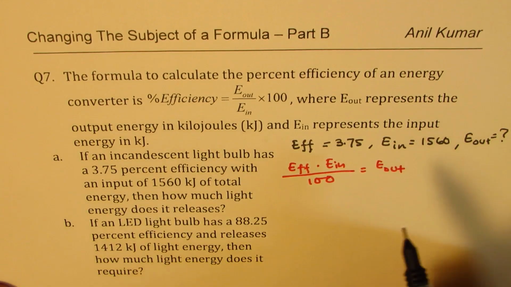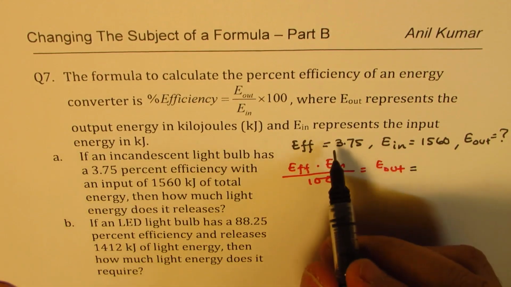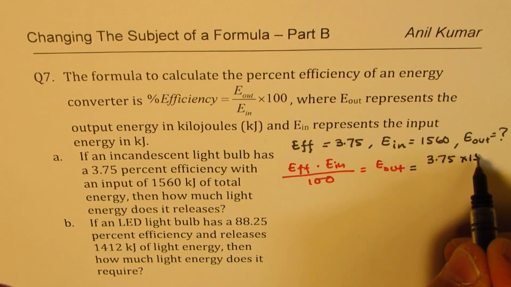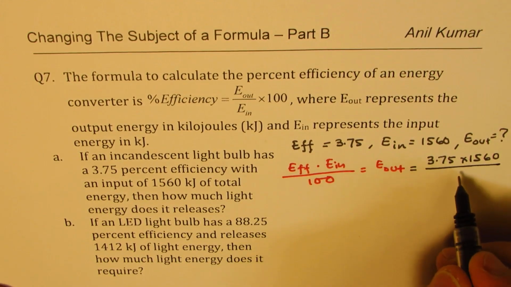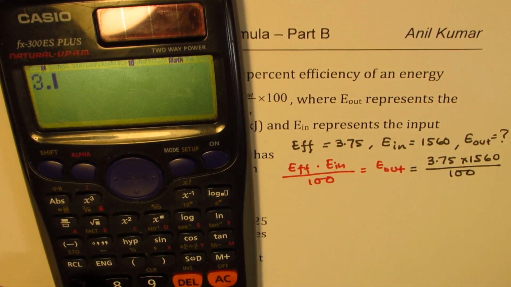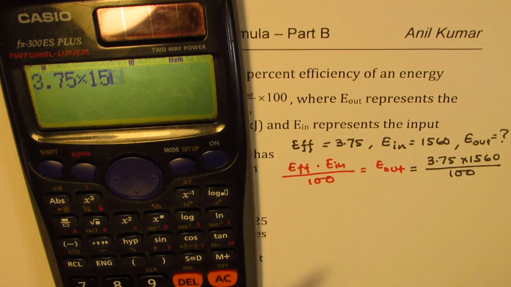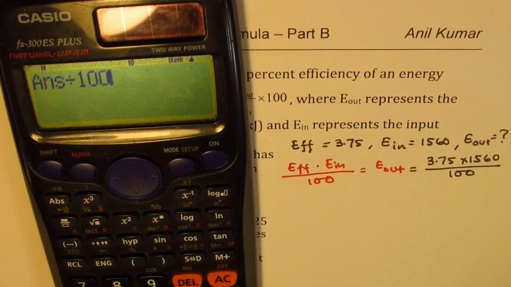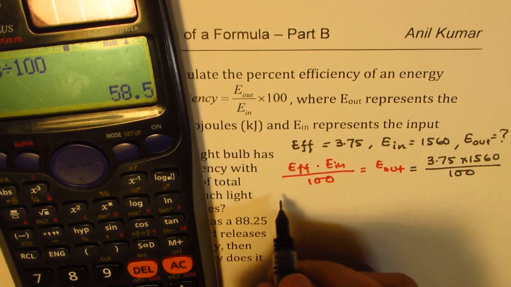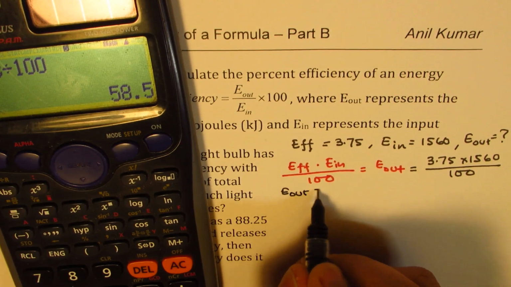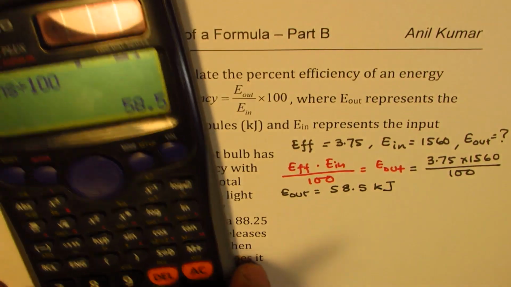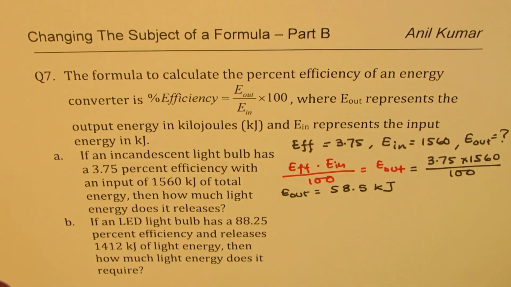So let's calculate the answer. E out is basically equal to the efficiency given, 3.75, multiplied by the energy input, 1560, and divided by 100. So we get 3.75 times 1560, and then we divide it by 100 to get the answer in decimals, which is equal to, let's write down here, E out equals 58.5 kilojoules. Perfect. So that is how you're going to find the solution.